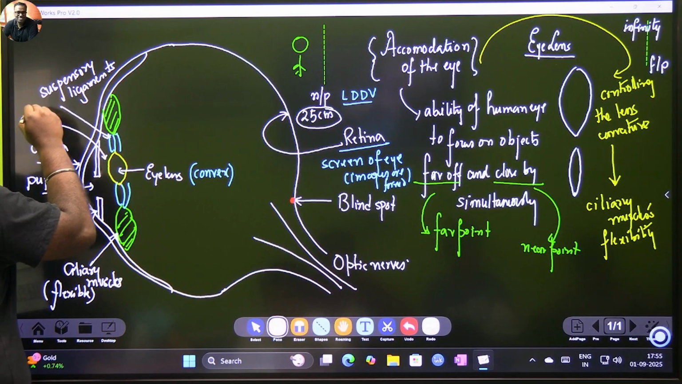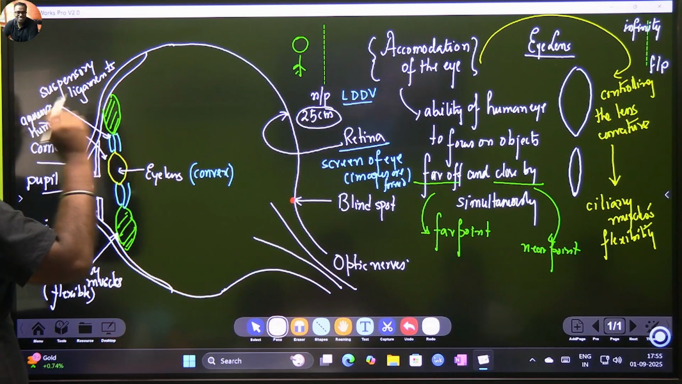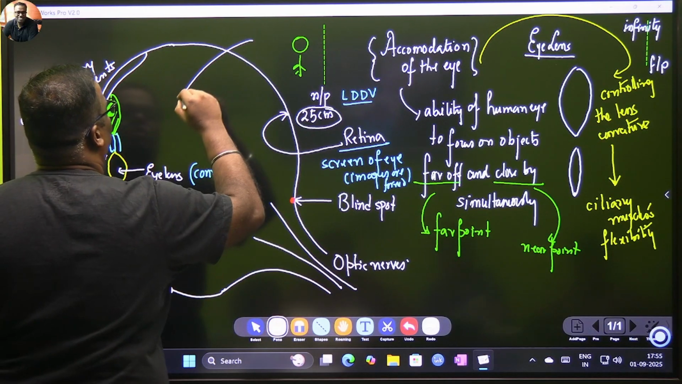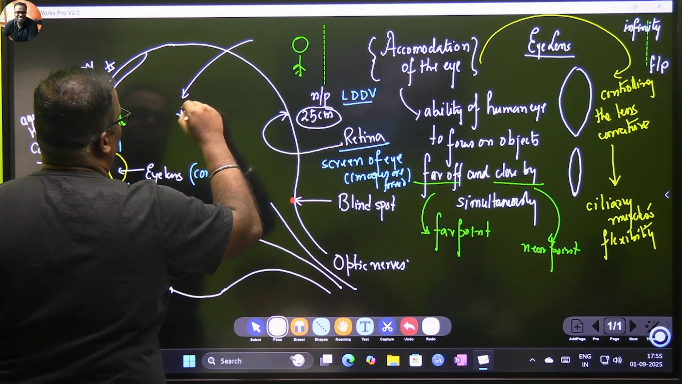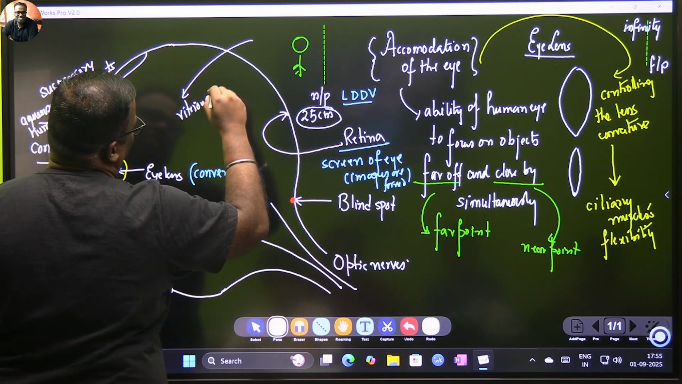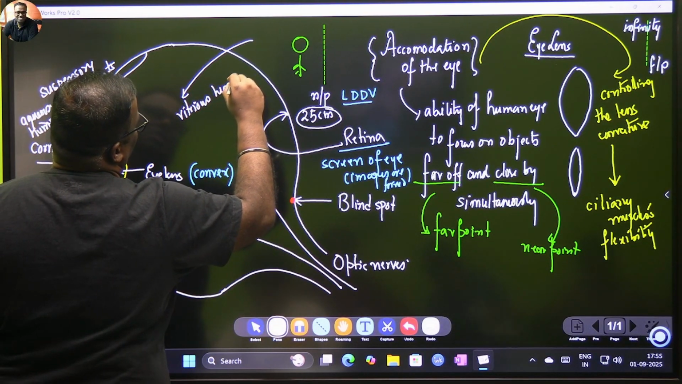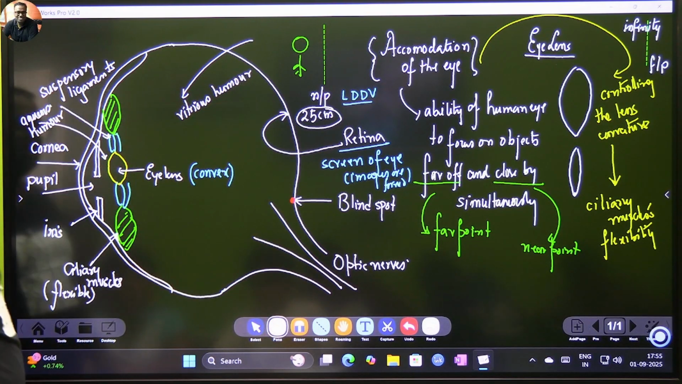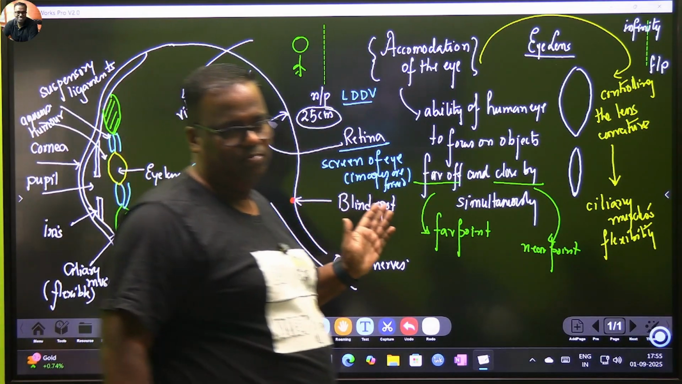Aqueous humor. And this side also there is water, that is called vitreous humor, but this is not required at your grade 8 level, just for your knowledge. Aqueous humor, vitreous humor. Basically this part is the tears.